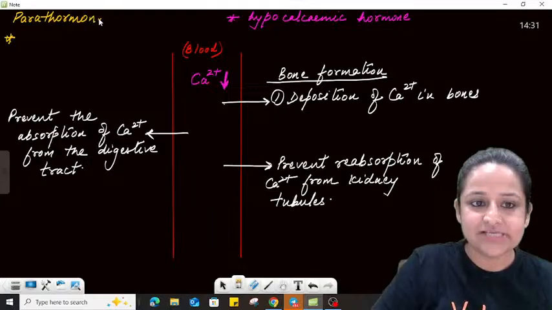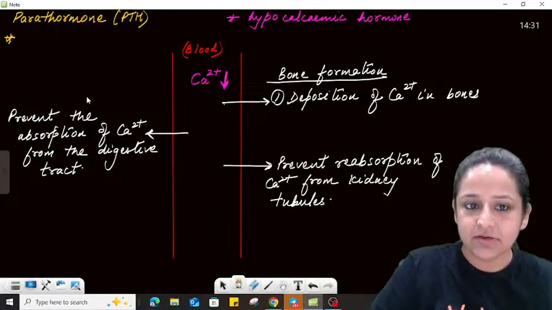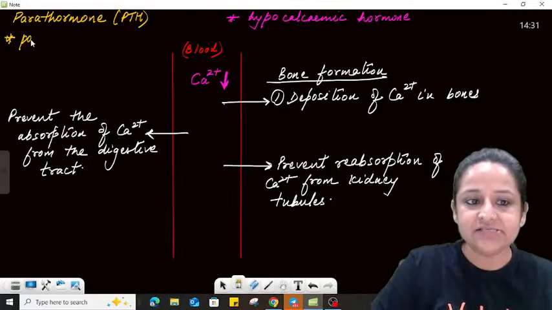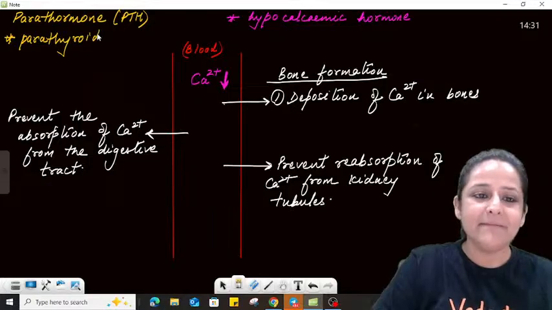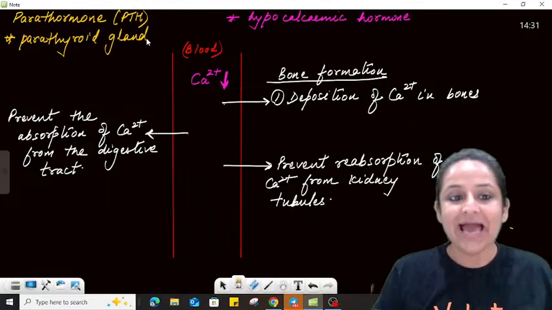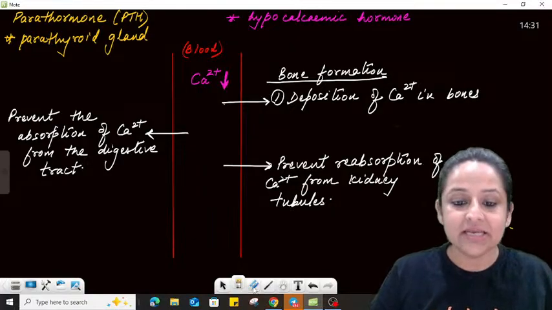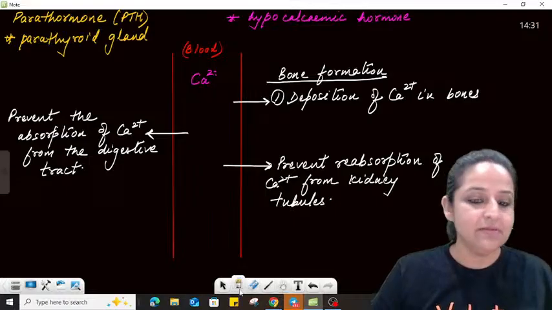Parathormone, also called parathyroid hormone, or PTH. Correct? Where is it released from? It is released from the parathyroid gland. And what is it doing? It is increasing the amount of calcium in the blood.